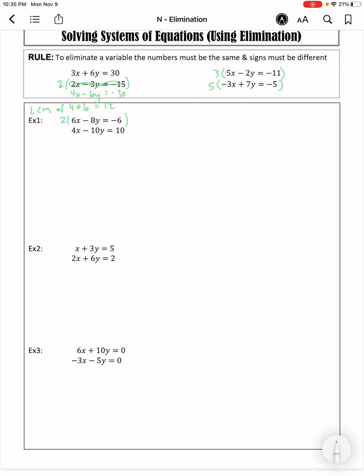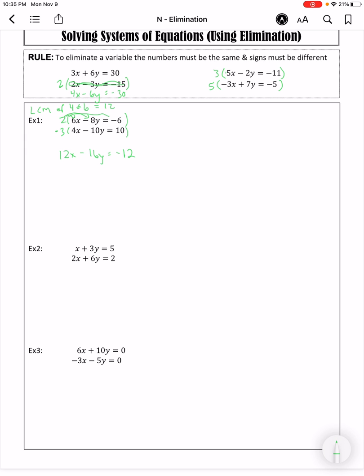And then I need to ask myself, what would I do to 4 to make 12? And the answer would be to multiply by 3. Now the problem is that that would still make both of them positive. So I need to make the 3 a negative 3. And so I'm going to distribute first a 2 in the first equation and then a negative 3 into the second equation. So 2 times 6x makes 12x. 2 times negative 8 is negative 16y. And then 2 times negative 6 is negative 12.